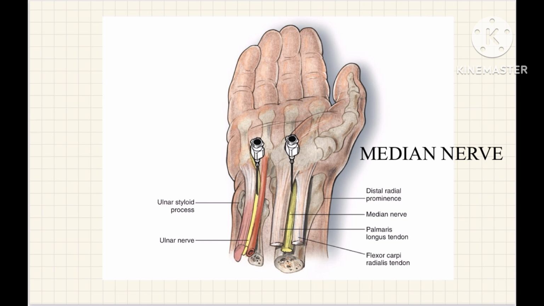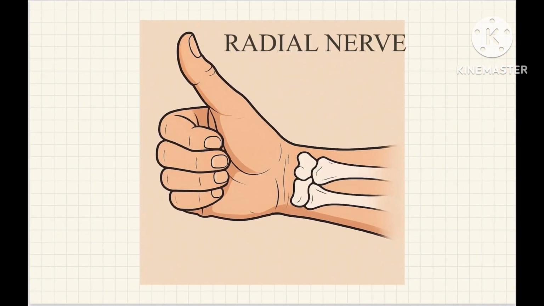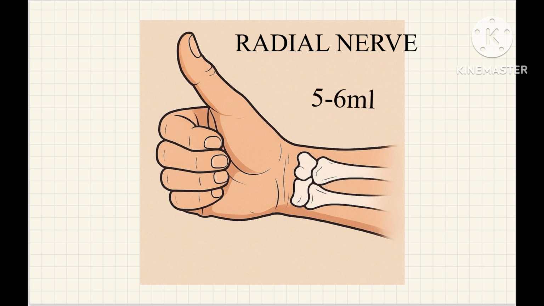For the block of radial nerve, it requires multiple infiltrations for multiple peripheral branches. So, we ask the patient to extend the thumb so that the extensor pollicis longus tendon can be easily identified. A field block is performed at the subcutaneous level in and around the anatomical snuff box, and this block may require 5 to 6 ml of local anesthetic.